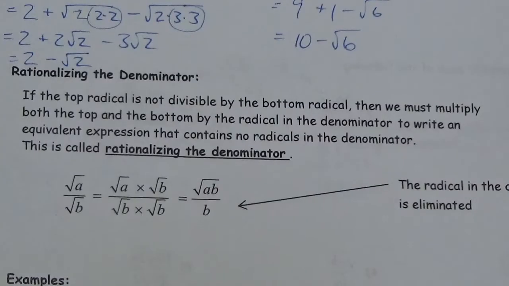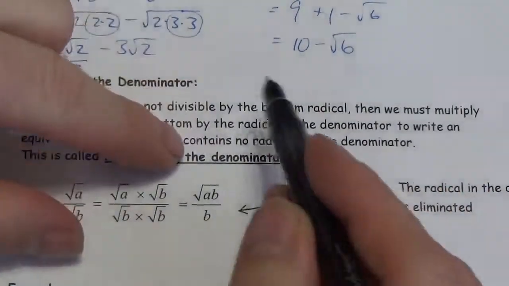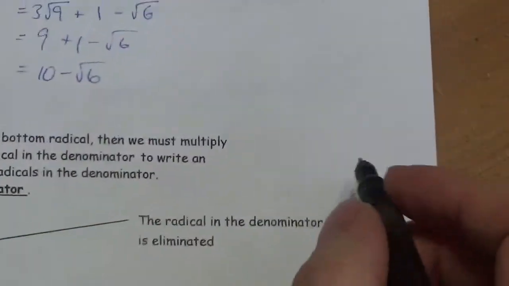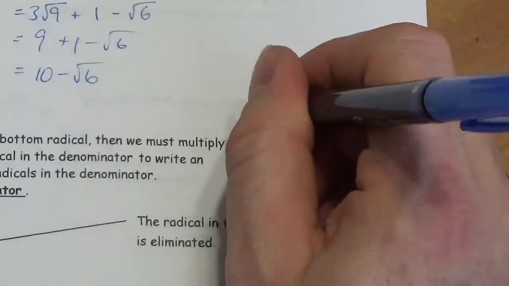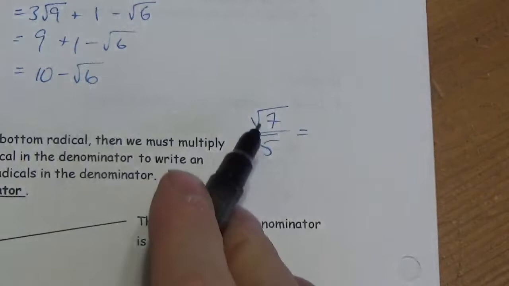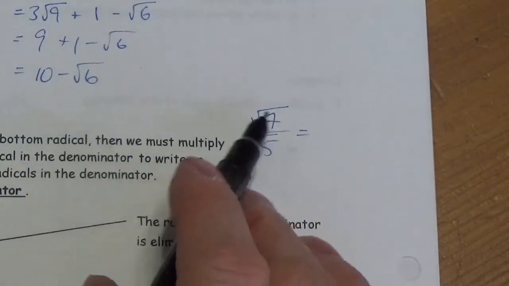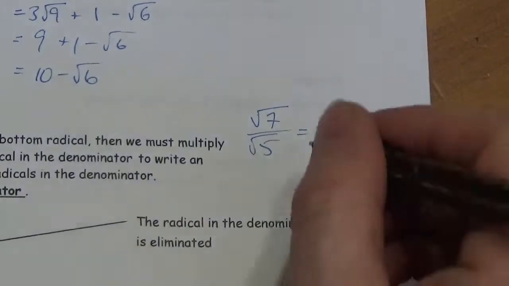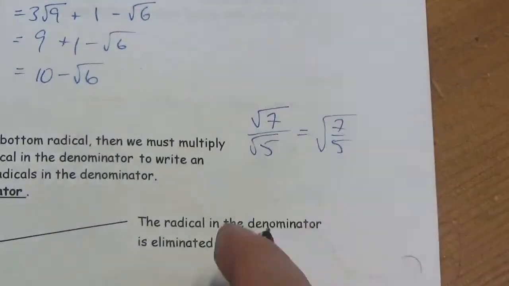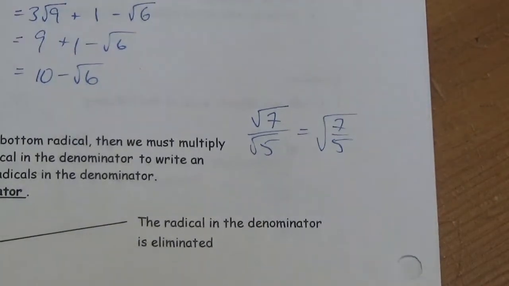Okay, now I want to talk to you about what happens if over here I've got something like, for example, the square root of 7 divided by the square root of 5. Well, what happens if I can't simplify that? What if I can't take 7 and divide it by 5? Well, is that the best I can do? And the answer is no, it isn't. Okay, I'm going to show you something here called rationalizing the denominator.